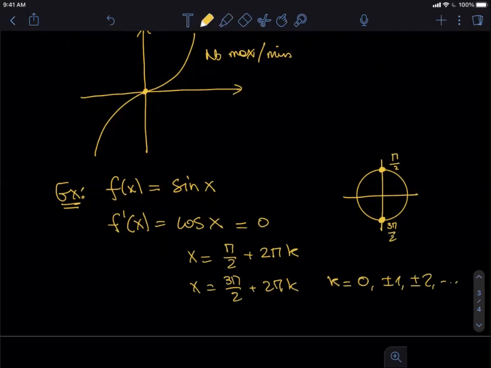This means that I can take turns in the positive direction or the negative. Okay.